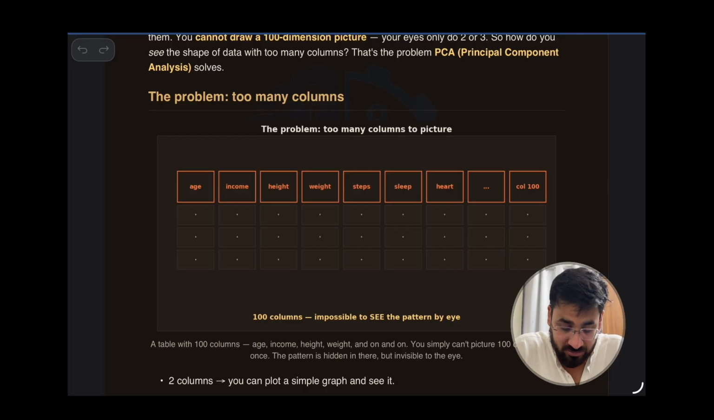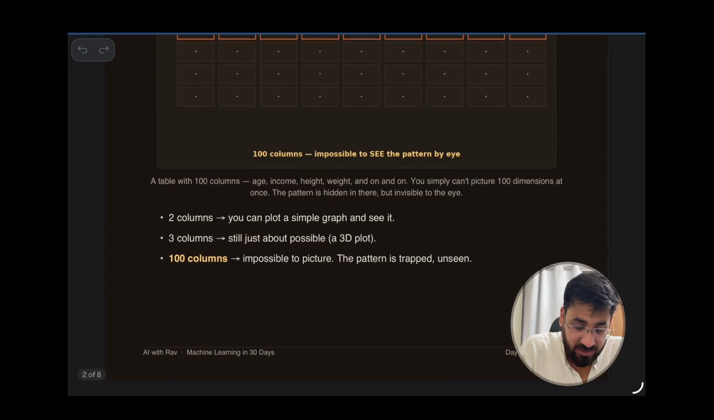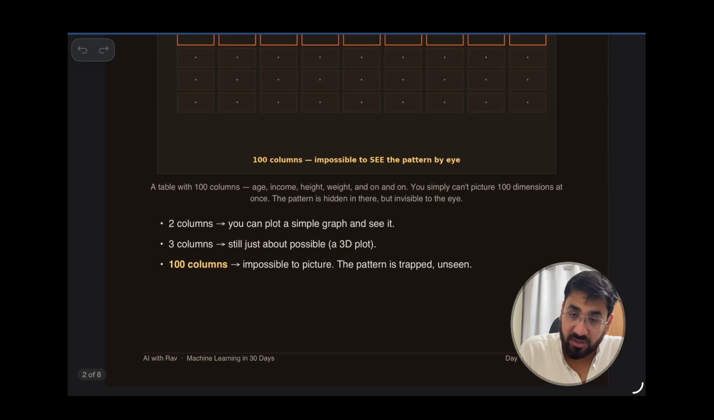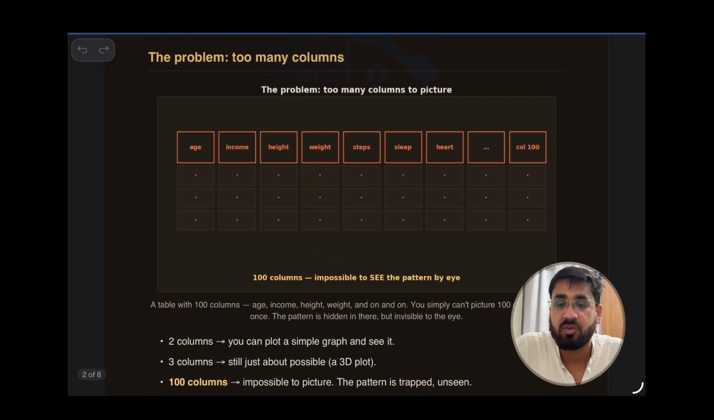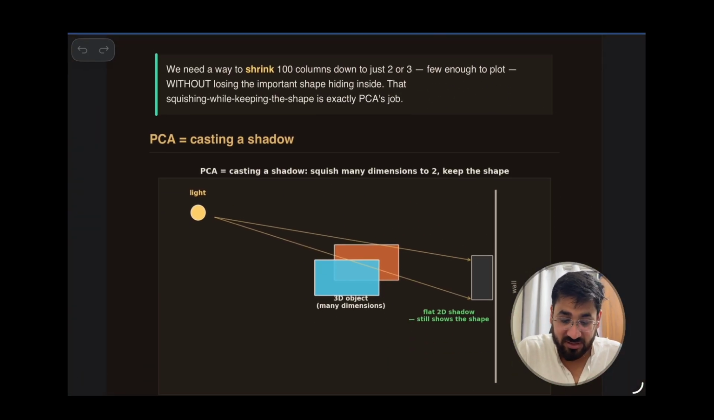You got the point? You can read the PDF line by line, that's not an issue. So this is the agenda: to converge these 100 columns into 2 columns or 3 columns, provided we are not losing the most important information. You got the point? So that is the intent. Now let's start with the diagram.